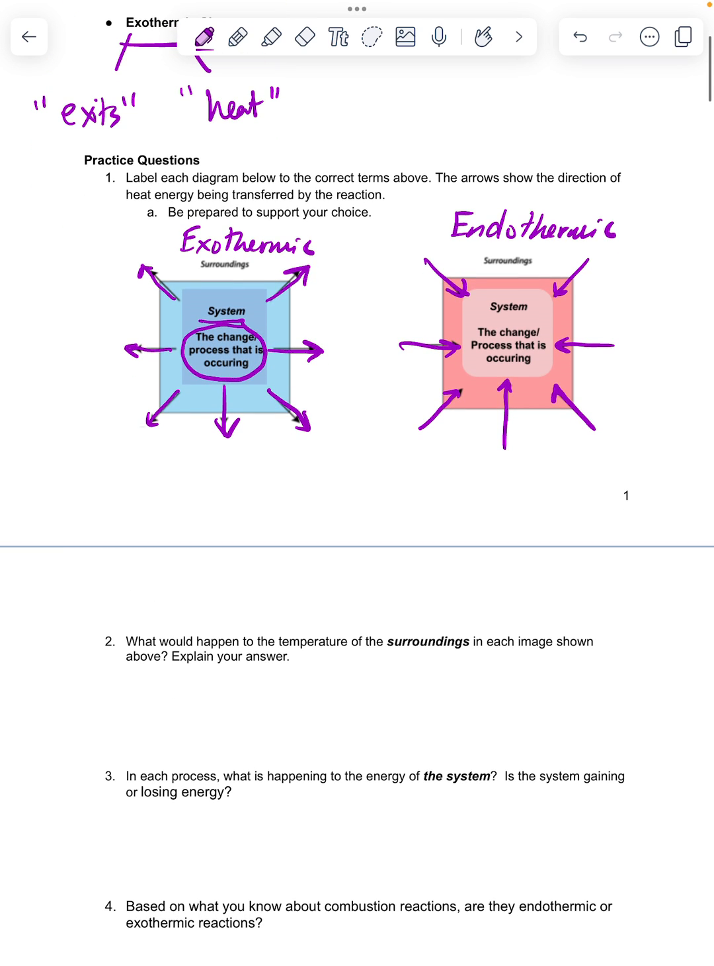If we think about what would happen to the temperature of the surroundings in each of these, well, if heat is going into the surroundings, that would be in the exothermic system over here. The heat is exiting our reaction, our system, and it's going into the surroundings. So the surroundings are gaining energy, and therefore we'll end up with a positive change in temperature, or a temperature increase. In an exothermic process, the surroundings gain energy.